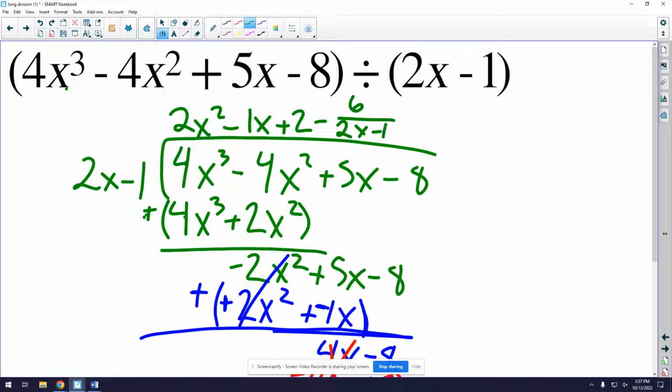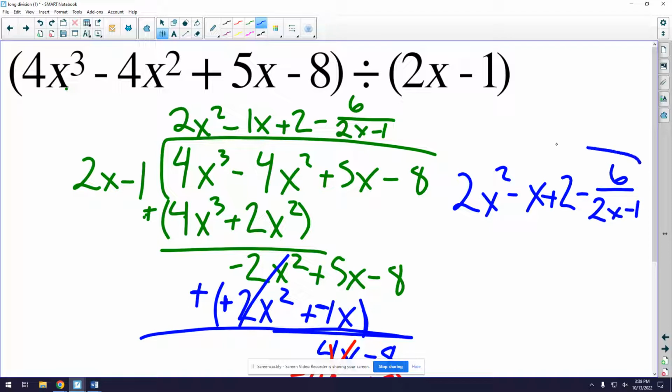2x minus 1. So when I take 4x to the third minus 4x squared plus 5x minus 8 and divide it by 2x minus 1, I get 2x squared minus x plus 2 minus 6 over 2x minus 1. There's my divided answer. So is 2x minus 1 a factor of that? No, because there's a remainder.